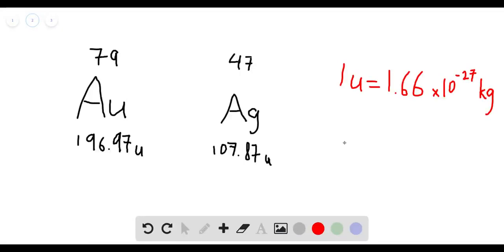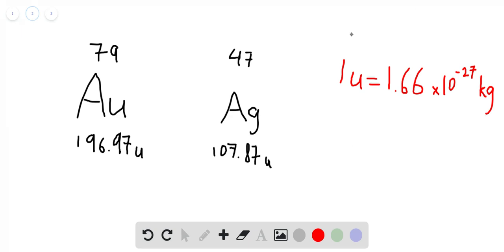Hi, so in this exercise, we're asked to find the number of gold atoms in 27.5 grams of it, and then to compare with the same mass of silver. For this problem, we need to look into the periodic table. So gold in the periodic table is Au under the atomic number 79. And we can see that the atomic mass of gold is 196.97 U.